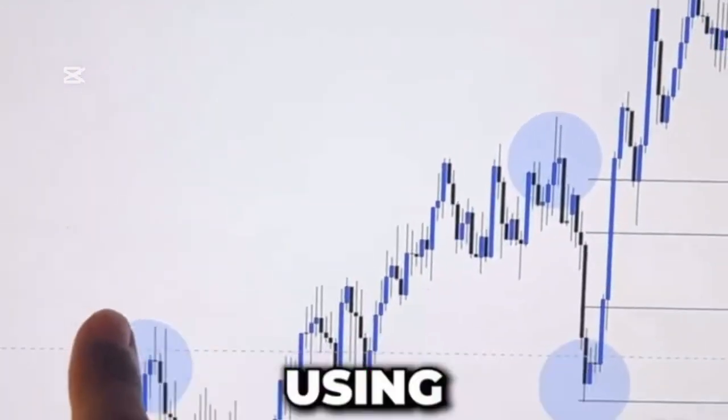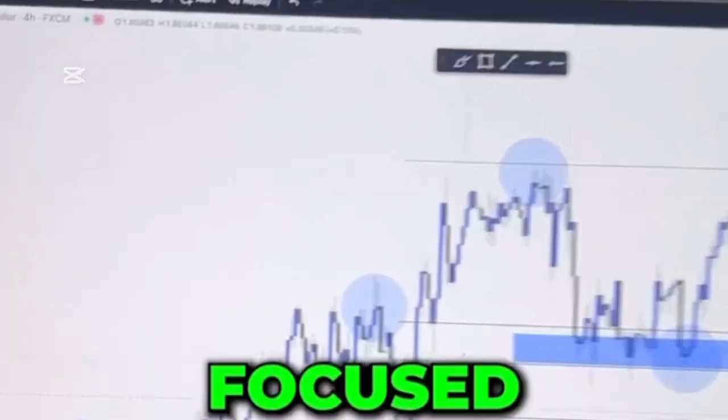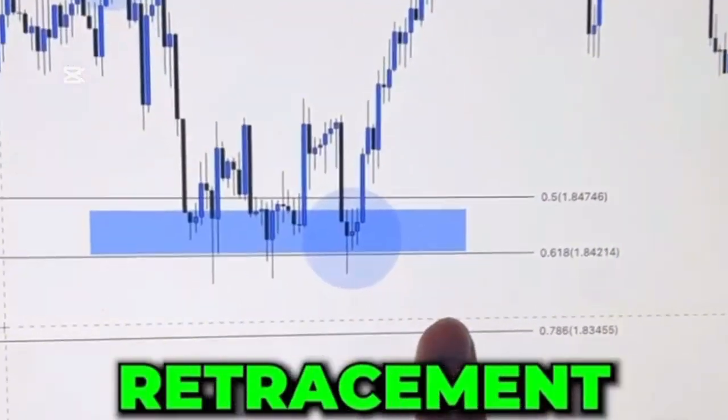When I first started out using support and resistance, I knew that I needed confluence in my trading for it to work. That's why I focused on market structure, Fibonacci retracement, and then support and resistance. This support and resistance strategy.